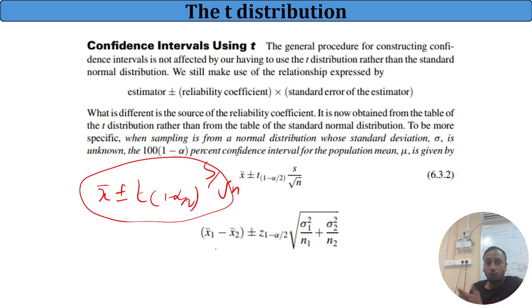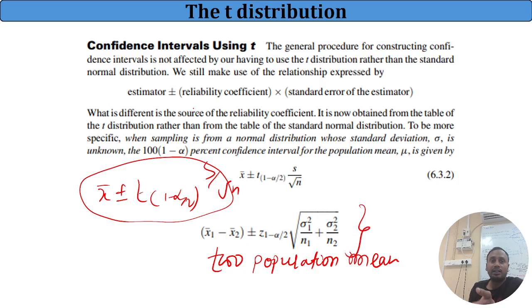When we have two population means, in that case it is (x1 minus x2) plus minus z alpha by 2 times root of sigma 1 square by n1 plus sigma 2 square by n2. So this is how we can calculate the confidence interval. It means estimator plus minus the reliability coefficient times the standard error.